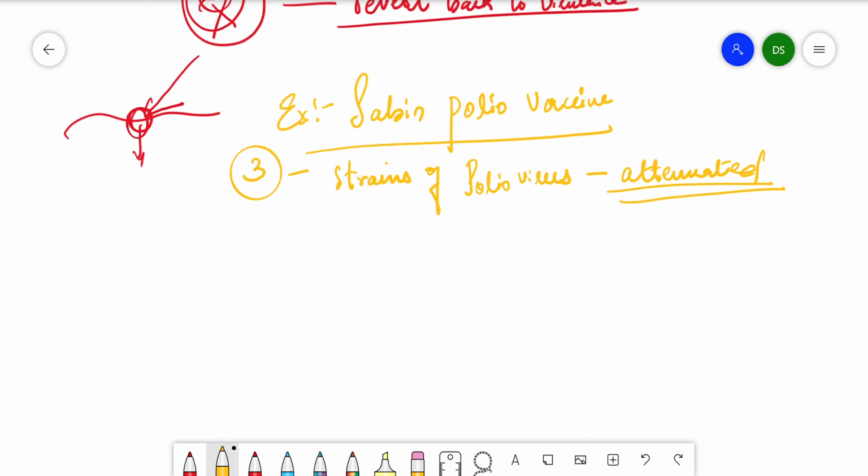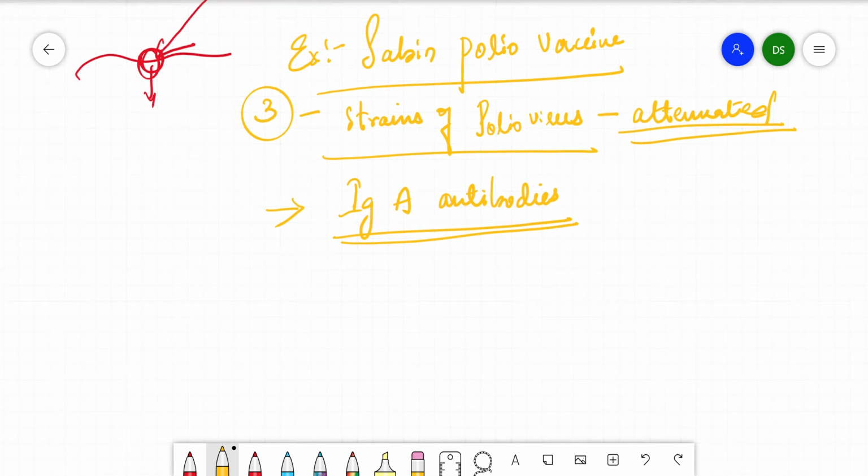When these are introduced into the human body, they induce the production of IgA antibodies. These antibodies are already present within our body. So whenever poliovirus naturally enters our body, we already have IgA antibodies for the virus. So this serves as a defense mechanism towards naturally acquired poliovirus.